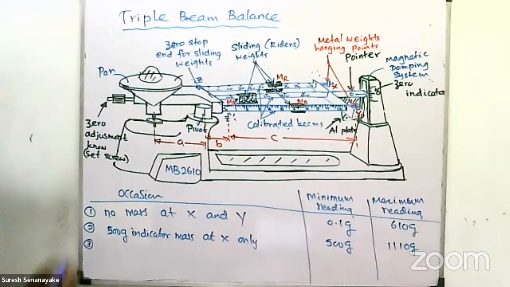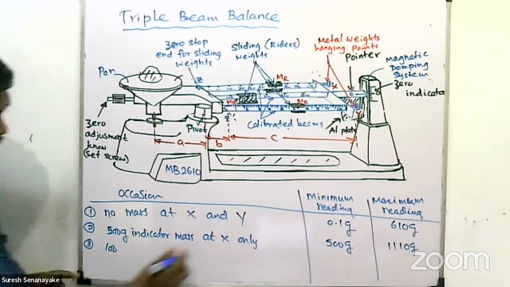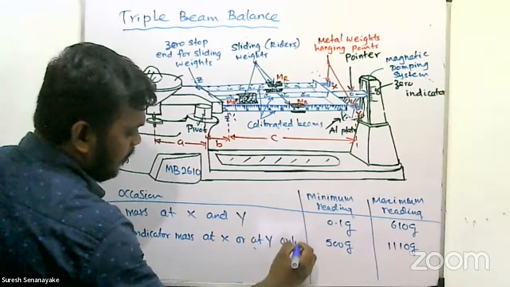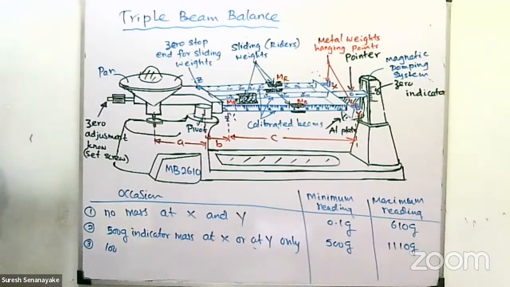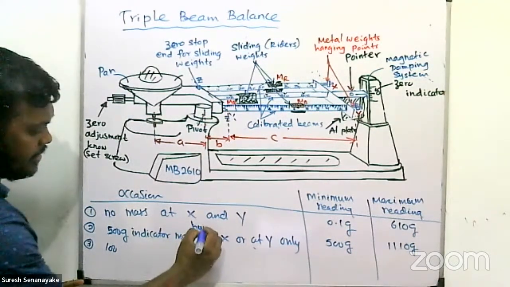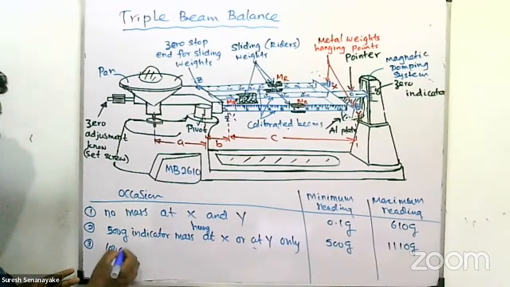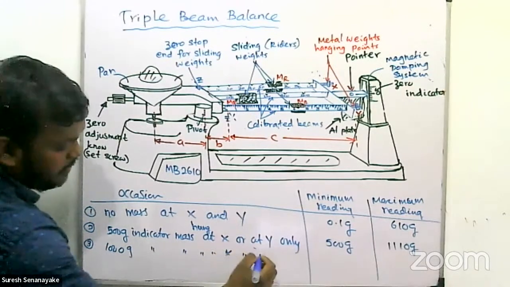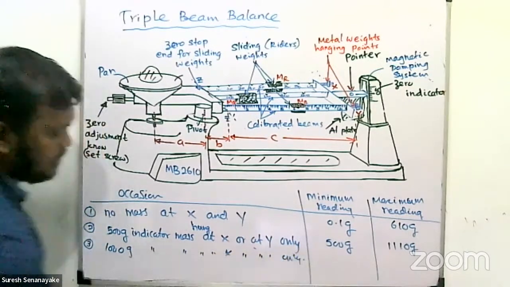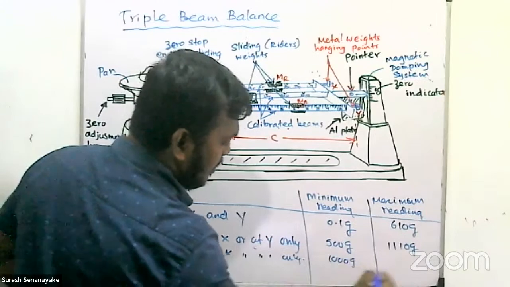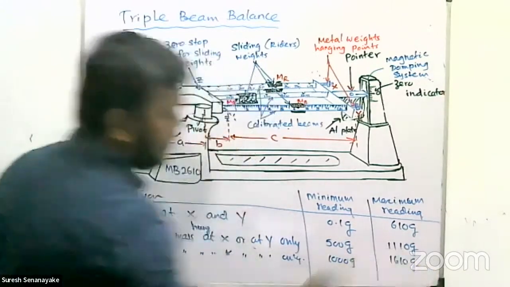Then the third one, the 1000 gram indicator mass hung at X or Y only, right? Next one, 1000 hung, starting at 1000. Then 1610 you can get as the maximum.